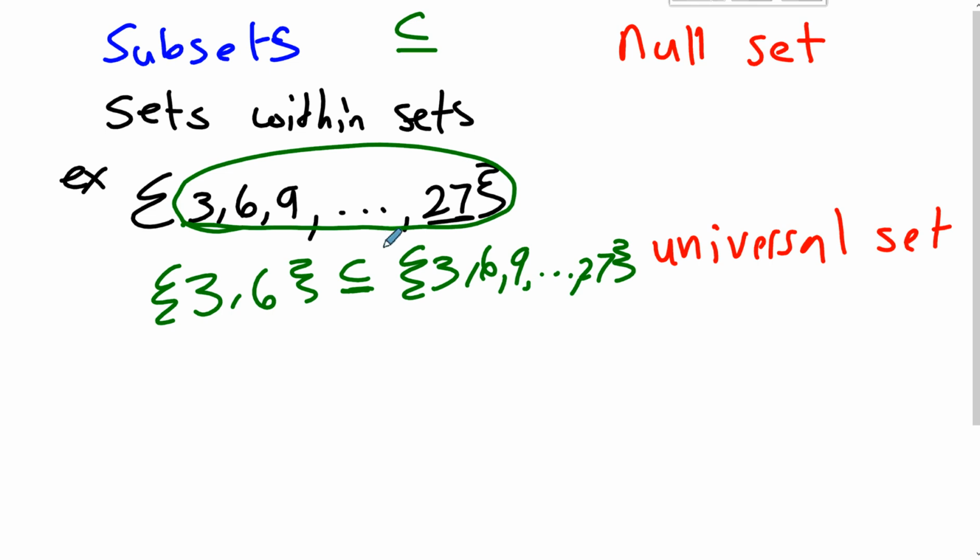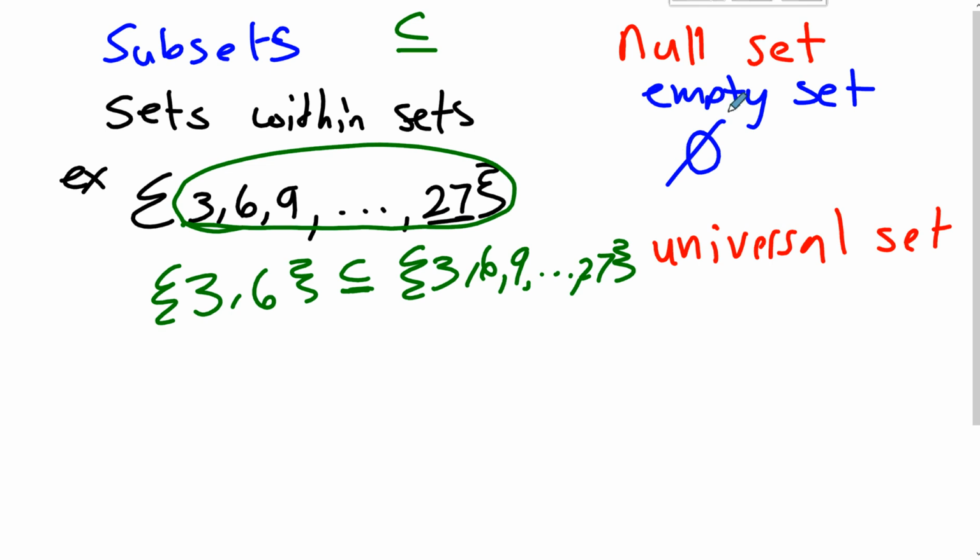And then you have the null set, which you can call the null set or the empty set. That's the 0 with a line through it, and it means nothing is in that set.